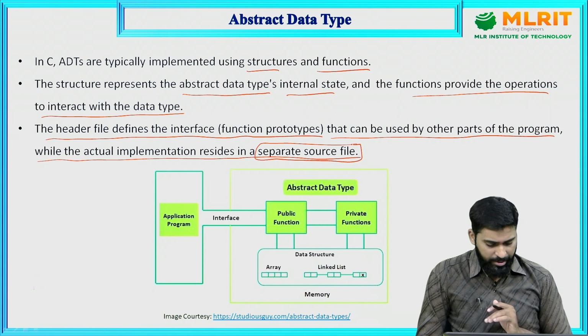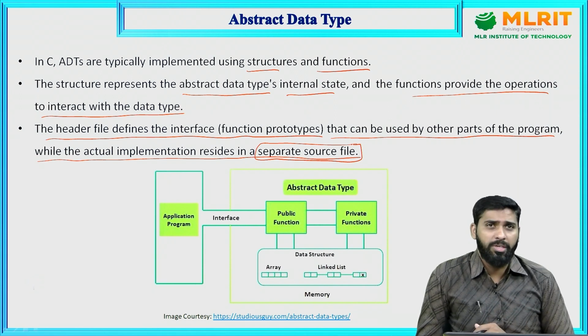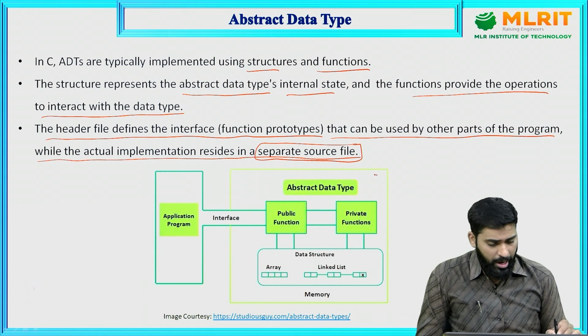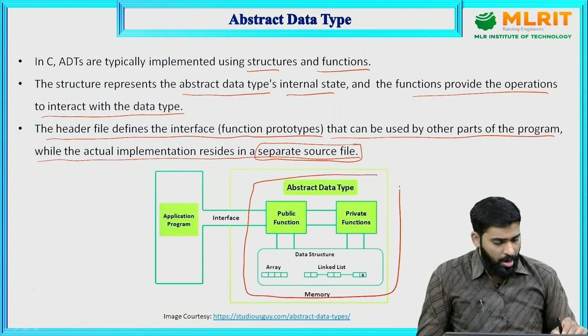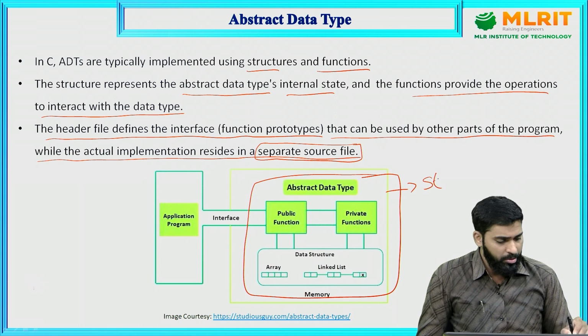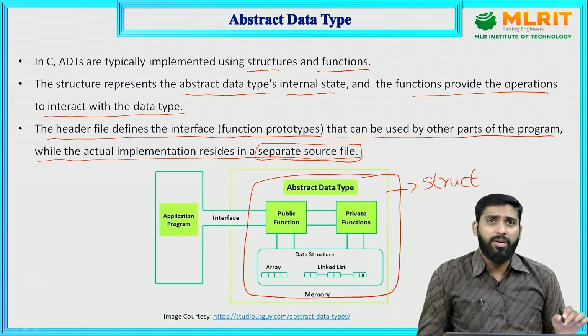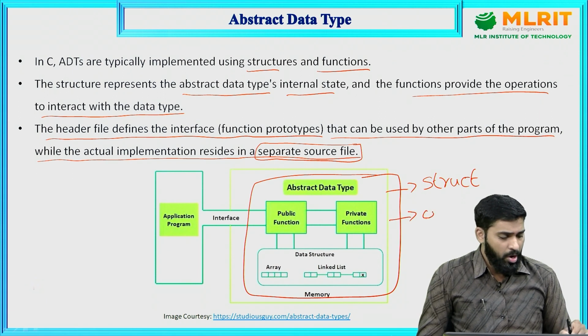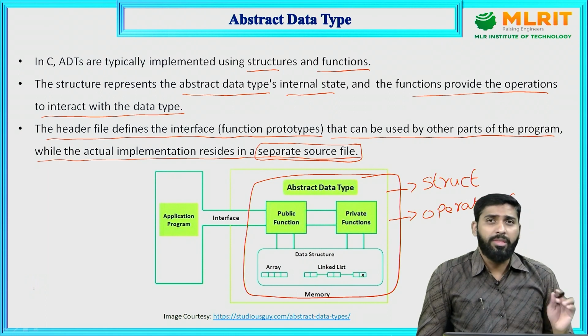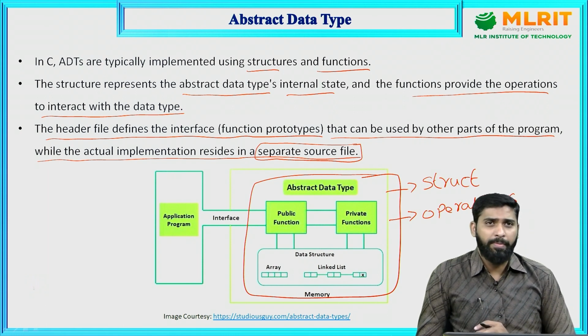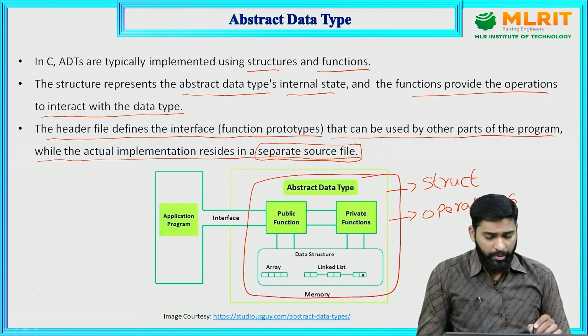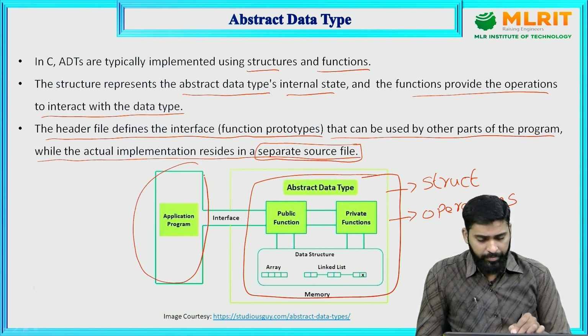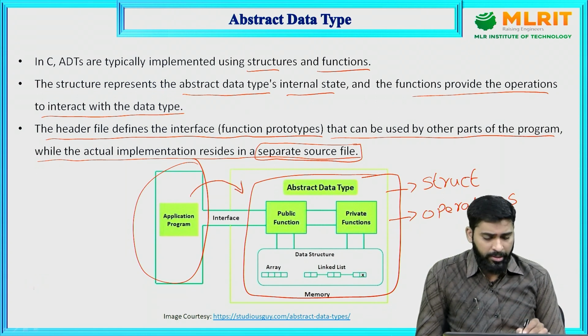Now you understand. So this is the graphical representation of ADT. This is the abstract data type. All the data types, that means in C we are going to implement using structures. Now this structure and operations, that means functions, are included in one file. So now this is the ADT. Now we write another program. This is the application program. From this program we are going to access this abstract data type through this interface.